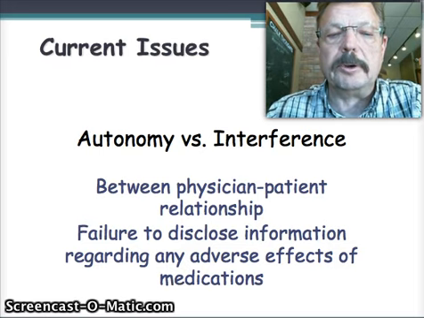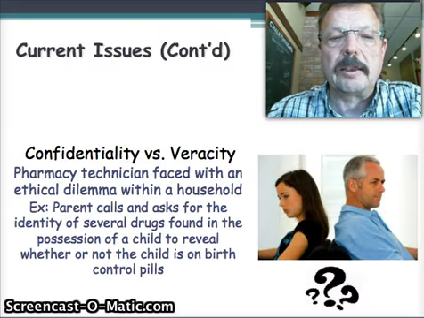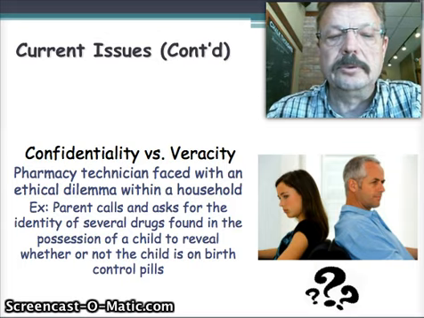Current issues: autonomy versus interference. It's between a physician and patient relationship. It's a failure to disclose information regarding any adverse effects of medications. Confidentiality versus veracity. Pharmacy technicians are sometimes faced with an ethical dilemma within a household. For example, a parent calls and asks for the identity of several drugs found in the possession of a child to reveal whether or not the child is on birth control.